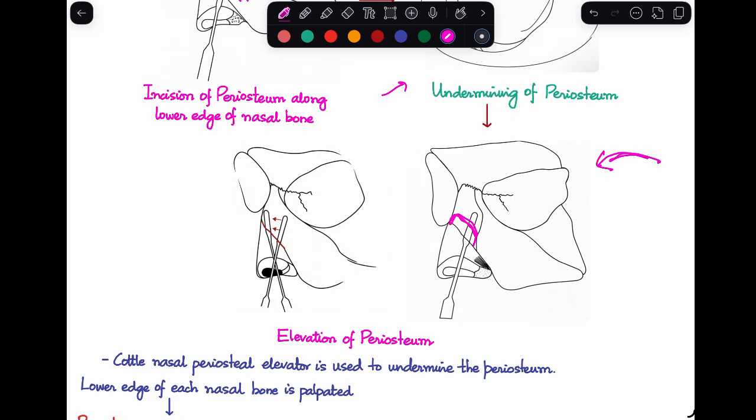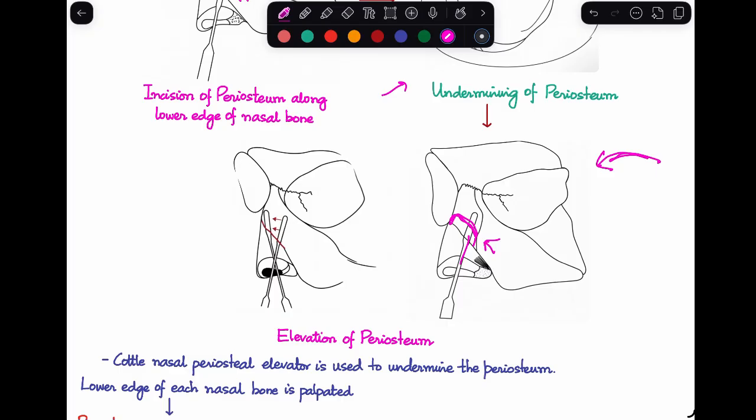So if your instrument slips through, it can actually end up dislocating this cephalic end of the upper lateral cartilage. So we'll elevate the periosteum with very gentle movements, and we'll avoid making any perforation in the periosteal layer.